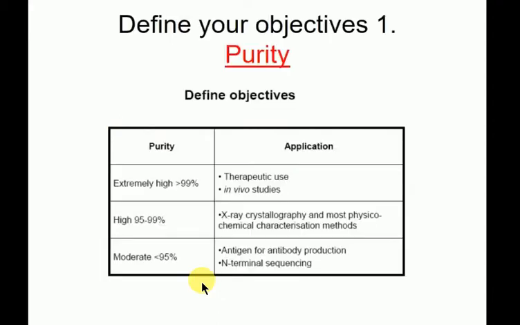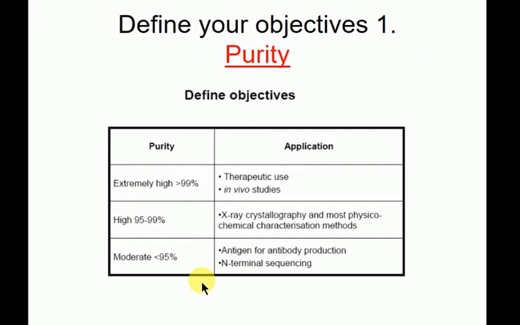So objective number one, right? So you know what you want, and it depends on what you're going to use your purified protein for. So purity, right? So where am I going to end up? How pure do I want it? How much effort am I going to put in? So moderate, this can be lower than this, right? 95% here is the upper end there. You can be dirtier than that.